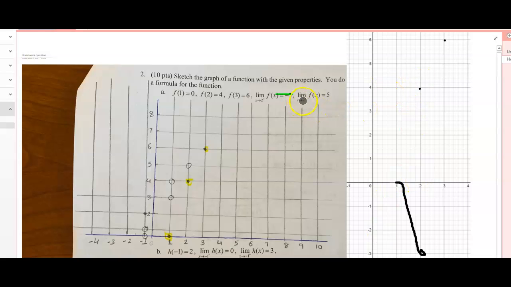The limit at 2 from the right is 5. So if I'm approaching 2 from the right, I'm going to have to go through this point at some point, because of the value of the function at 3. I know nothing about the limit at 3.